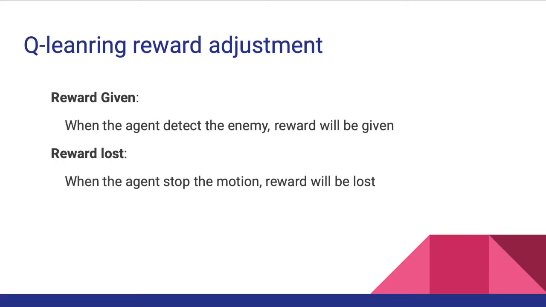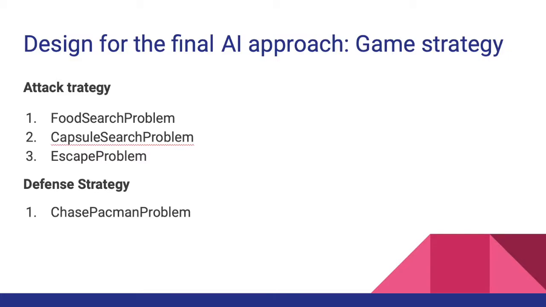We have also designed the reward adjustment to make the agent active when it detects the enemy and captures it. We have three strategies for the attack agent. The first one is the food search problem, then the capsule search problem, and the escape problem. We have only one strategy for defense. This is the chase Pacman problem.